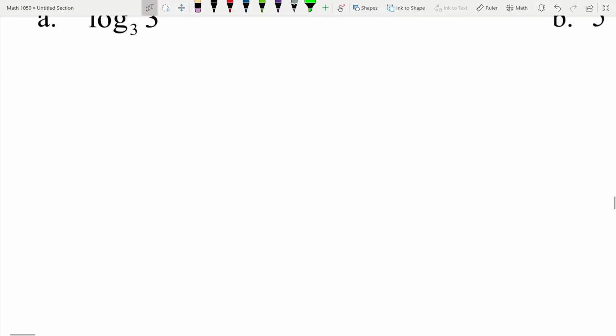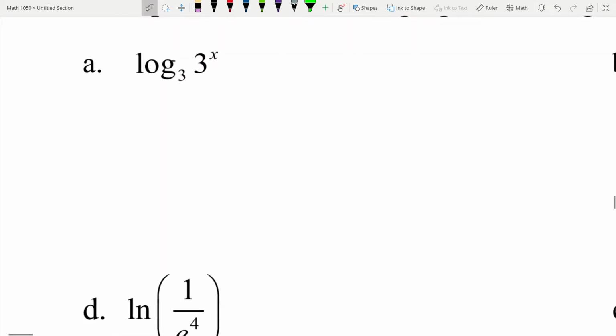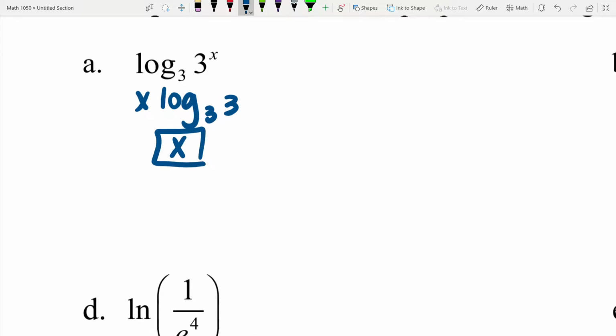Okay, so let's start using those rules. Okay? Question A. See that exponent? I want you to pull it down. So everybody write x times log base 3 of 3. Tell me what log base 3 of 3 is, guys. 1. So 1 times x is x, and that's your answer. Could you go straight to the answer, x? Yes, but I really don't want you to, because I really need to get into your brain. When you have an exponent, pull that guy down. Okay?